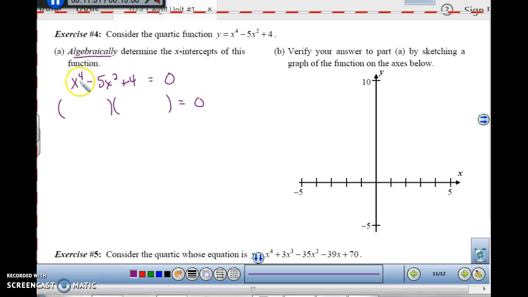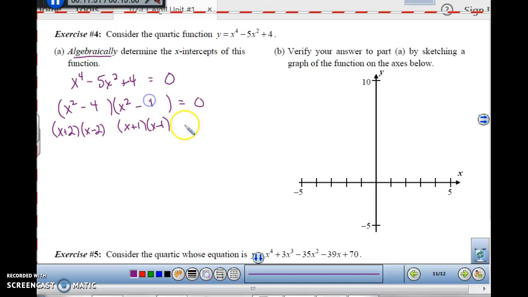All right, how do we get x to the fourth? Well, that's x squared times x squared. What kind of signs is this going to have? Well, if it's plus here but minus here, it's going to be negative, negative. And the factors of 4 that add up to negative 5 would be negative 4 and negative 1. Okay, do these factor more? Yes, they do. They're both difference of squares. So this one is going to be x plus 2 times x minus 2. And this one's going to be x plus 1 times x minus 1.